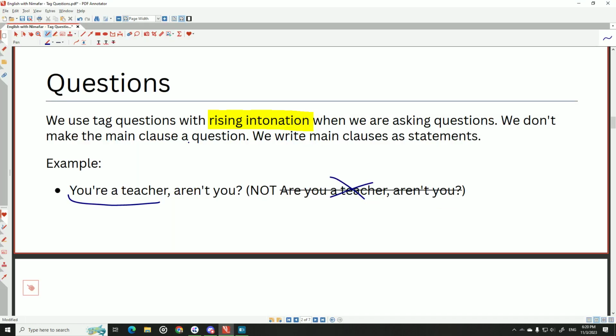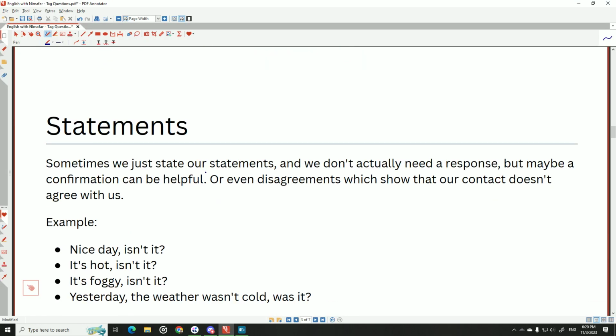Anyway, so next one, statements. We talked about tag questions. Now we're going to talk about statements. Sometimes you don't really want to ask a question. You just want to state your opinion. And we don't actually need a response, but maybe a confirmation can be helpful. For example, you say your opinion and say, yeah, maybe that would be better. Or disagreements that show that I have different opinions. Contract doesn't agree with us.